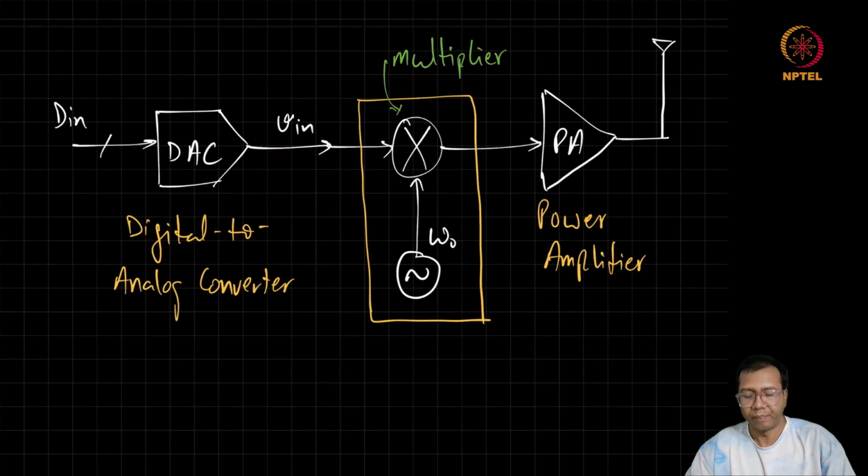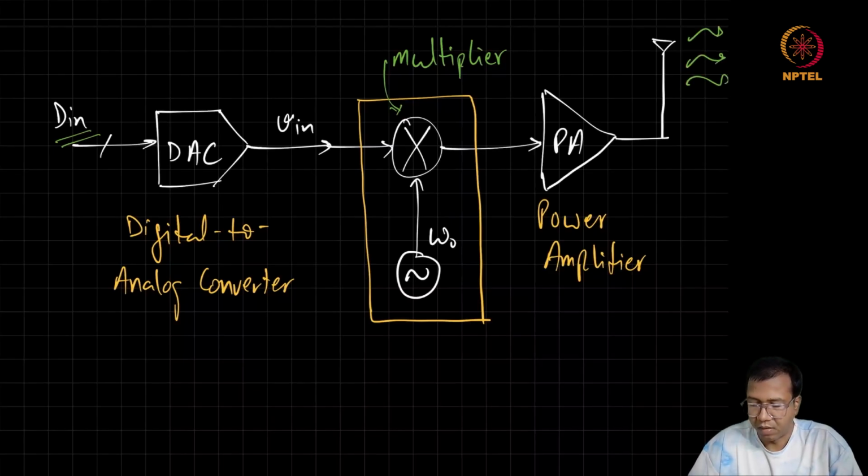Now we can see the transmitter which we started earlier has got a few more blocks. It still has some practical issues, but we will come to that later. But now you can see that this simple transmitter will be able to convert digital data into a radio signal at high frequency.